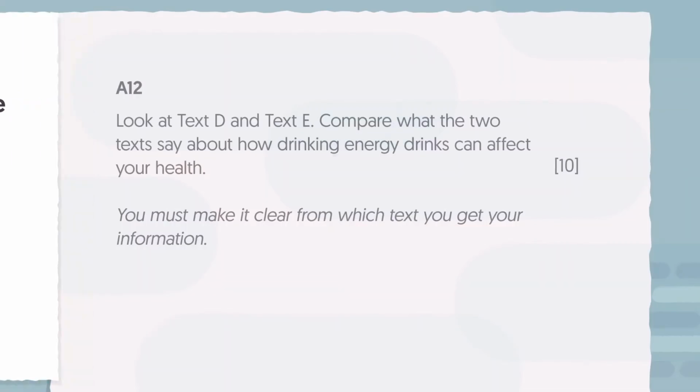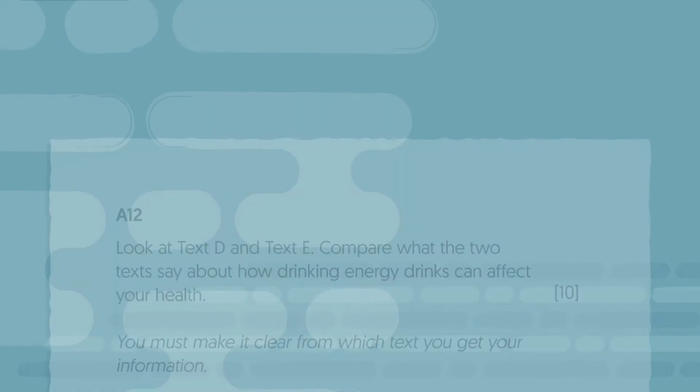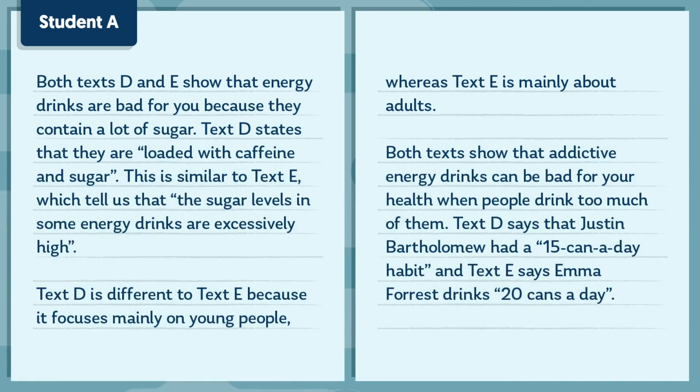So let's get started. Question A12 on section A is a typical example of a comparison question that will always feature on either Unit 2 or Unit 3. It asks you to look at text D and text E and to compare what the two texts say about how drinking energy drinks can affect your health. It's worth 10 marks. We'll begin by looking at an extract from Student A's answer.